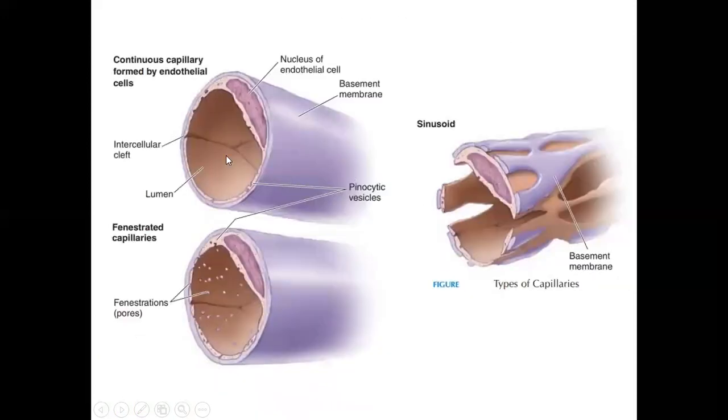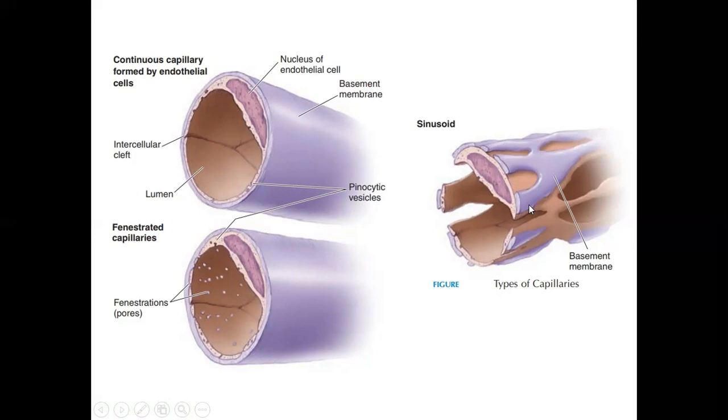There are different types of capillaries. This is a continuous capillary. This is a fenestrated capillary and a sinusoid. Sinusoid is also a type of capillary. Now, in the continuous capillary, the endothelial cells are arranged in a continuous way, attached to one another, whereas you have the basement membrane, which is present outside. And in fenestrated capillaries, there are some gaps between the endothelial cells, but the basement membrane is continuous.